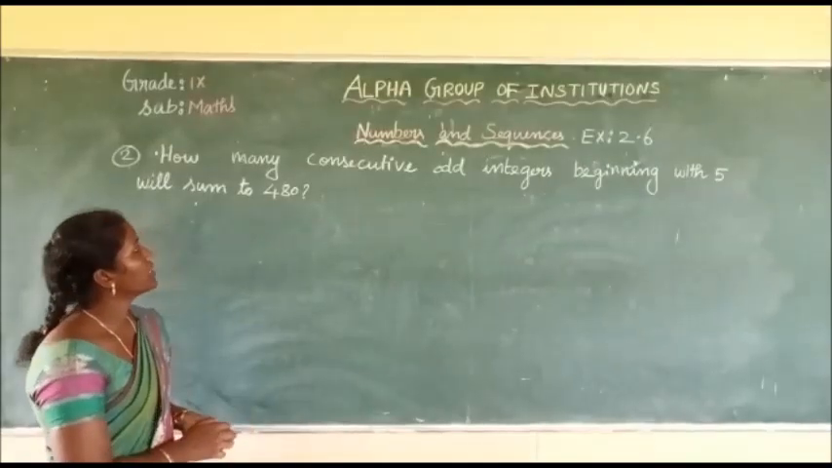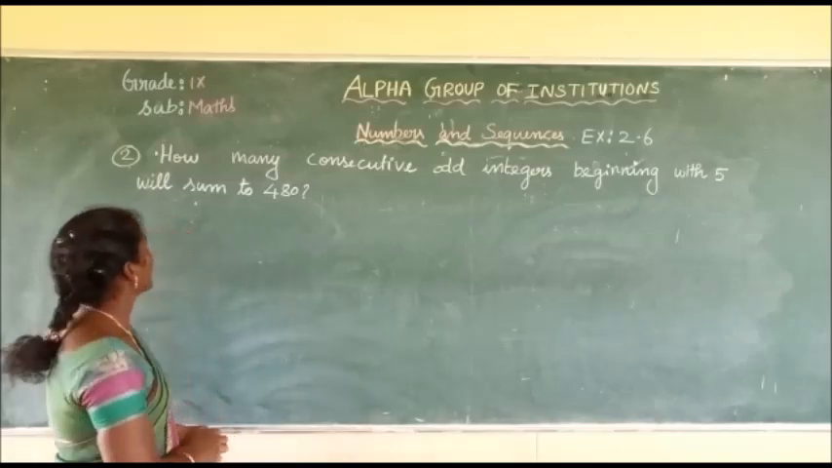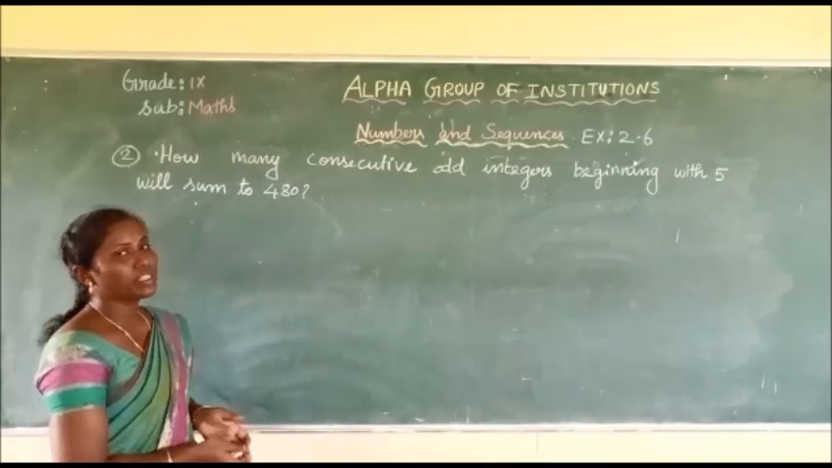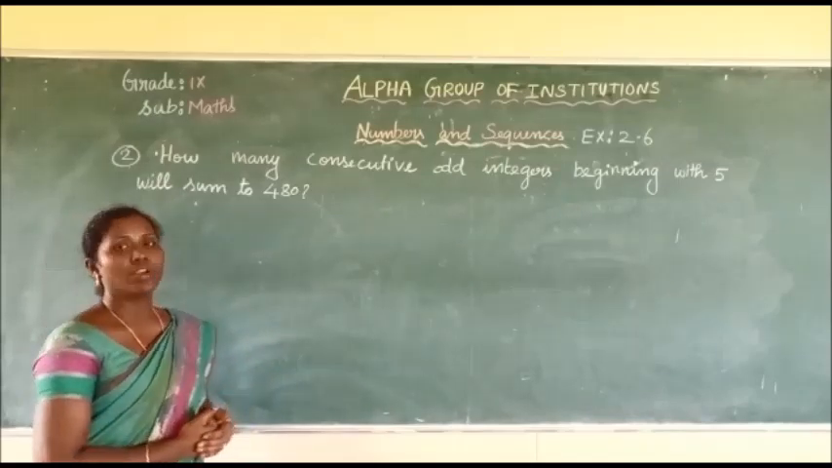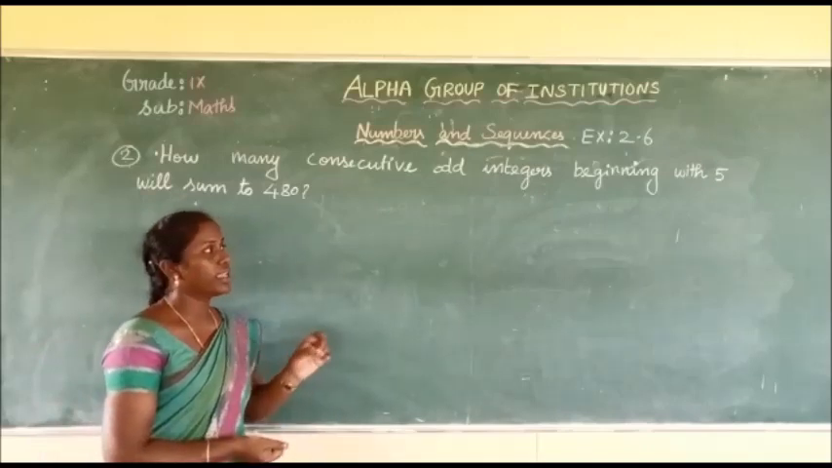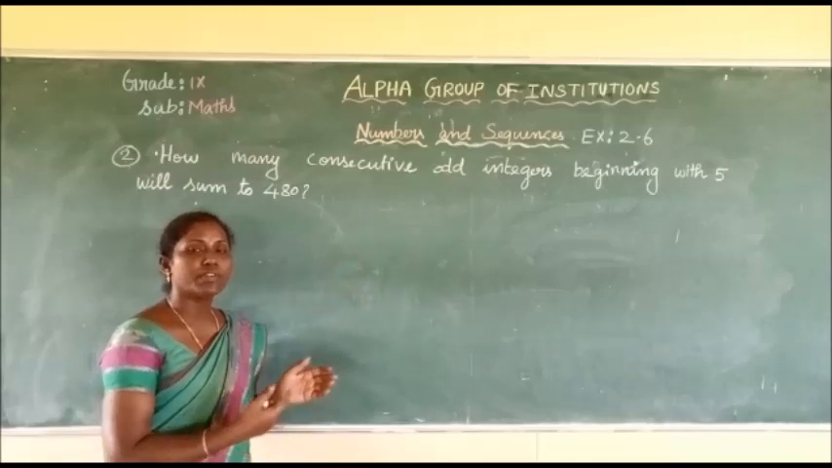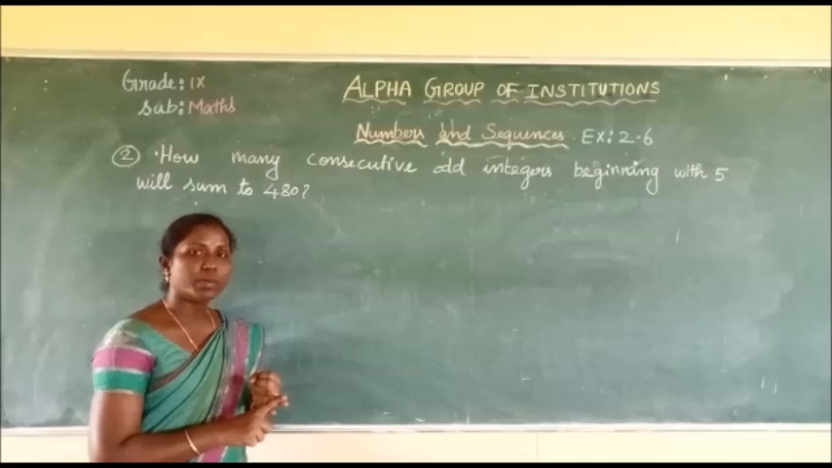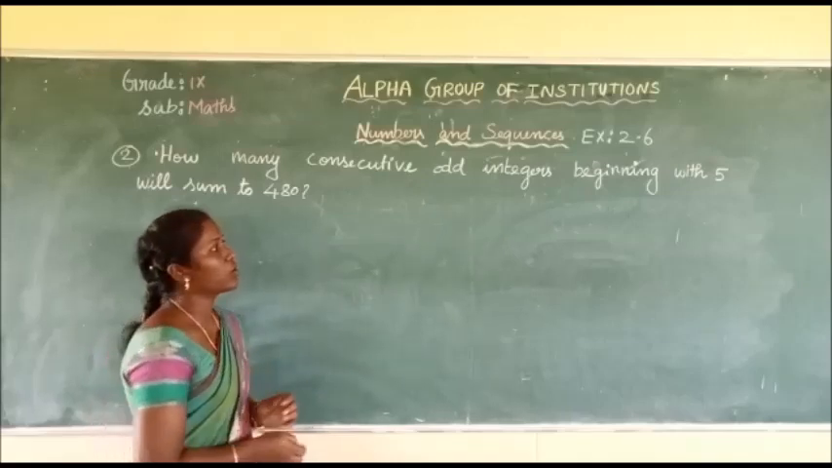So the second problem in this exercise: how many consecutive odd integers beginning with 5 will sum to 480? Okay, so this is the question. Consecutive odd integers beginning from 5. We know about the odd numbers. So after 5, the consecutive odd numbers are 7, then the next odd number is 9, 11. Like this, the odd numbers will be going on.